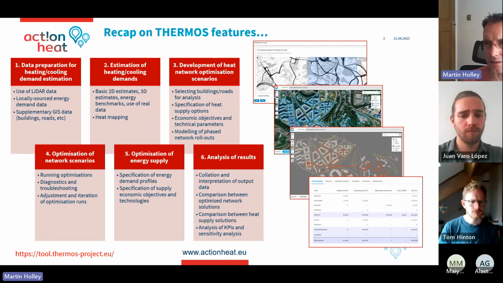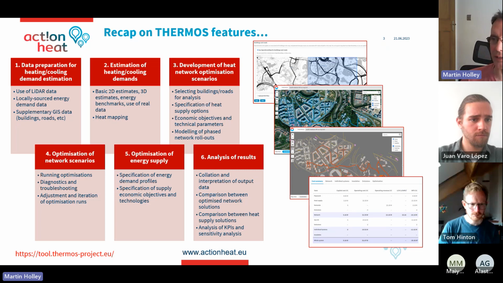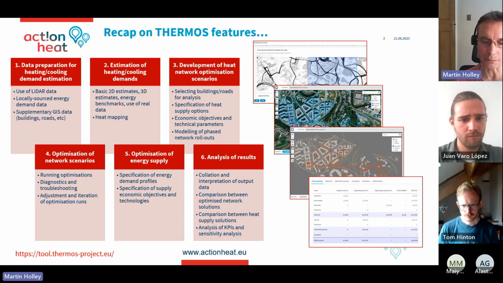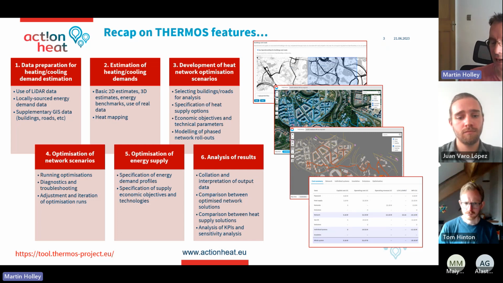And it does that in a number of ways, as a hierarchy, really, in terms of the accuracy depending on the data that's available. So it's flexible in that respect. And it will then produce a heat map for the outputs of that process, those calculations. So that's the first stage of THERMOS, trying to categorize the demand for the area and the buildings of interest.